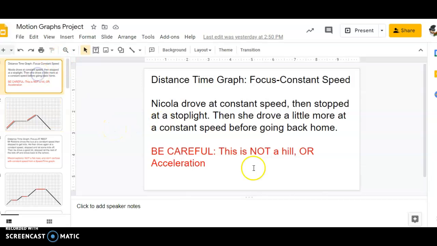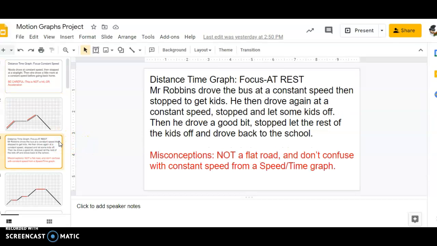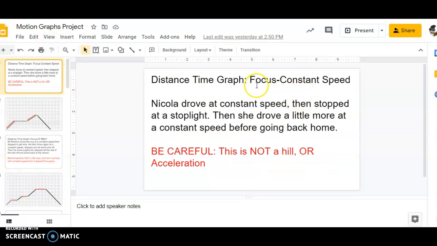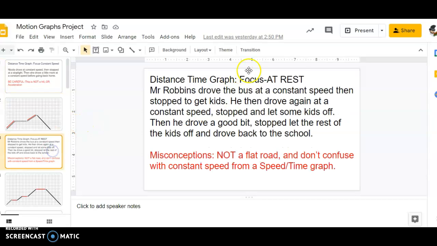And the reason why the red is there is because we talk about our misconceptions, or we tell someone, if we're teaching someone about this, to be careful. This is not a hill. This is not acceleration. And you can see how we went through the rest of these slides. The first focus was constant speed. Then we had a focus on at rest. And if there's one on constant speed and at rest, then the only other graph that I'm going to make you do in the project is the one where you're comparing the speeds of different objects.